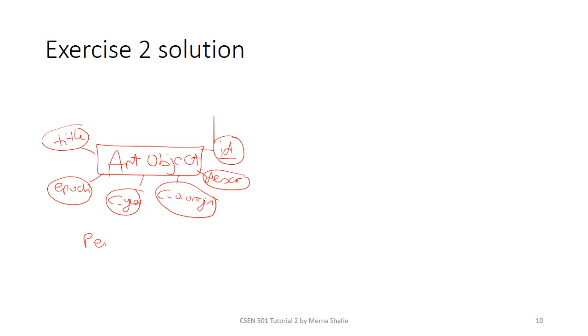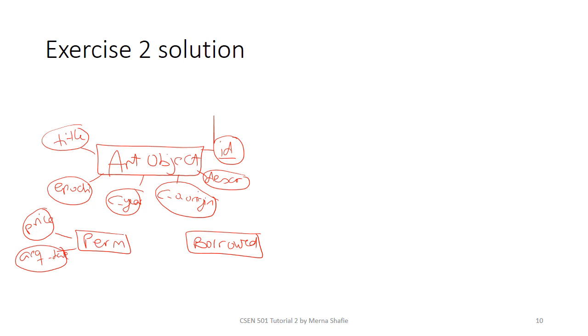And we had permanent art objects. وعندنا borrowed art objects. So ال permanent, what attributes does it have? It has the price. It has the acquiring date. And it has the status. طب و borrowed كان عندها ايه؟ كان عندها borrow date وعندها ال due date أو ال return date.